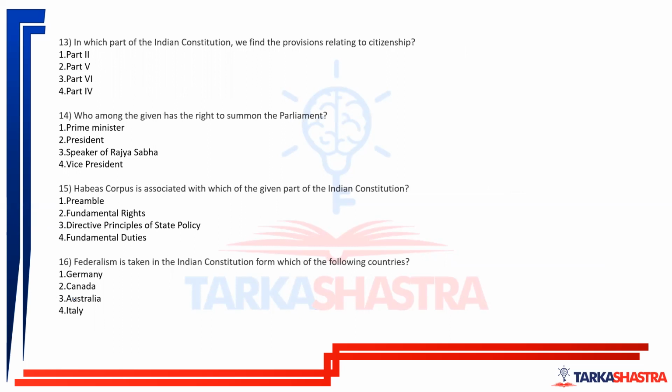So provisions relating to citizenship is Part 5. Like I said, there are 25 parts in the Indian Constitution. Who among the given has the right to summon the Parliament? The President has the right to summon the Parliament.